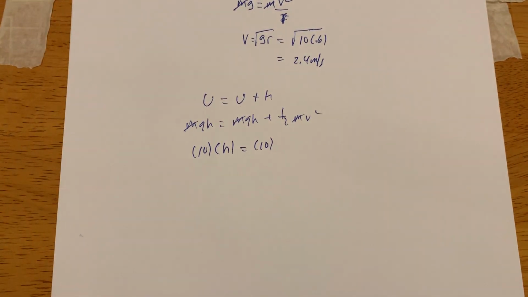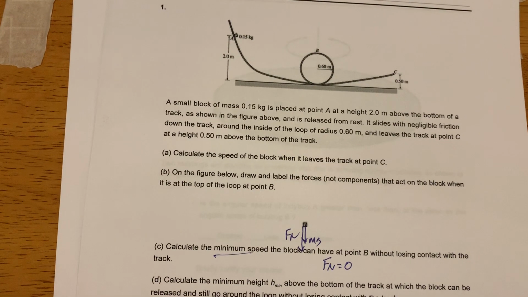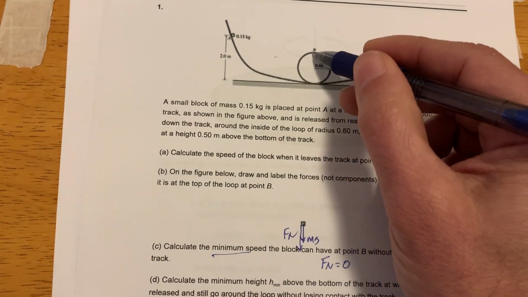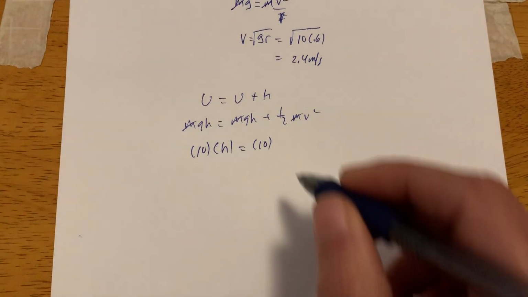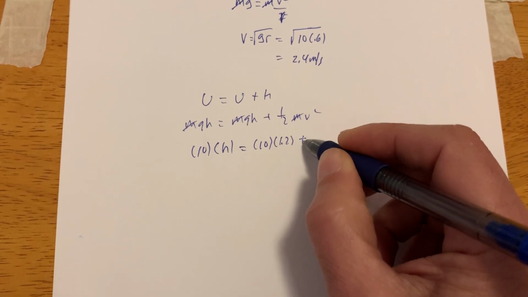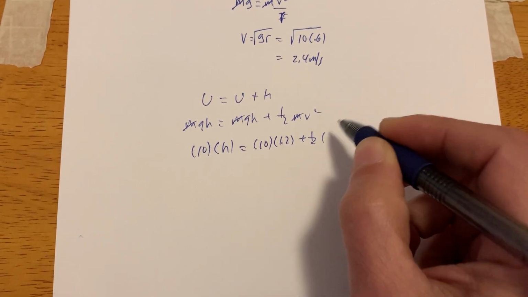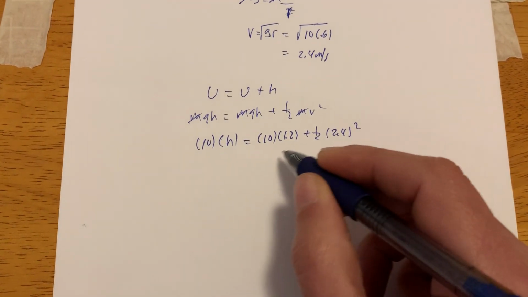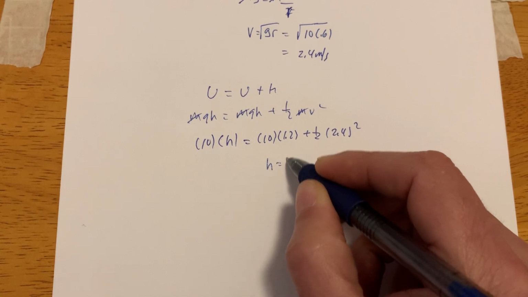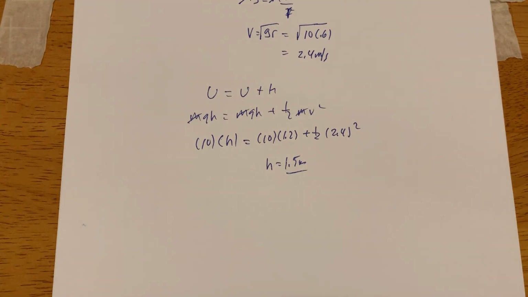The height. Okay, so let's take a look. What height do I have to make? I have to actually make it this high over here, don't I? So the radius is 0.6, so I have to double that. That's going to be 1.2 plus 1/2 times, and how fast did we say we were going here? 2.4, right? So 2.4 squared. Doing a little bit of math, you get a height of 1.5 meters. So that's the minimum height that I need to make the loop. Okay, so that is 16.1.